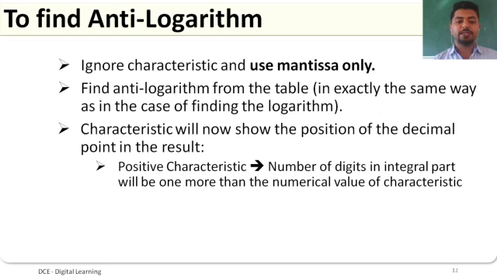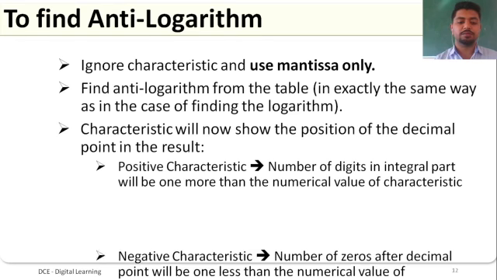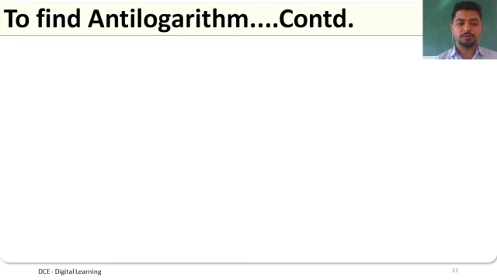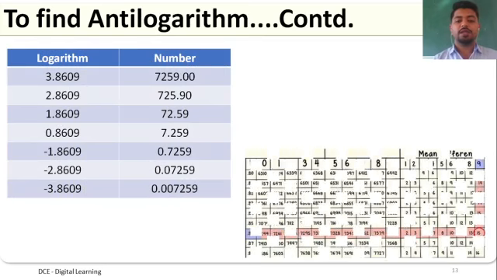If the characteristic is positive, then the number of digits in the integral part will be one more than the numerical value of the characteristic. If the characteristic is negative, then the number of zeros after the decimal point will be one less than the numerical value of the characteristic. Let us take an example.